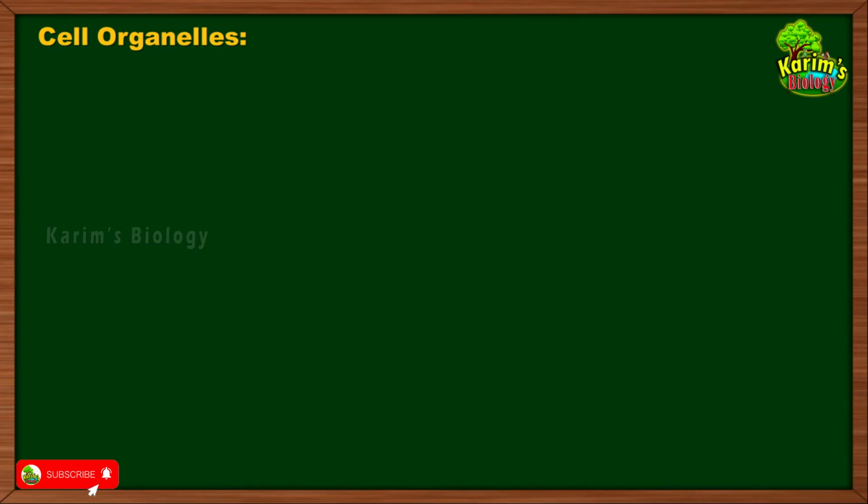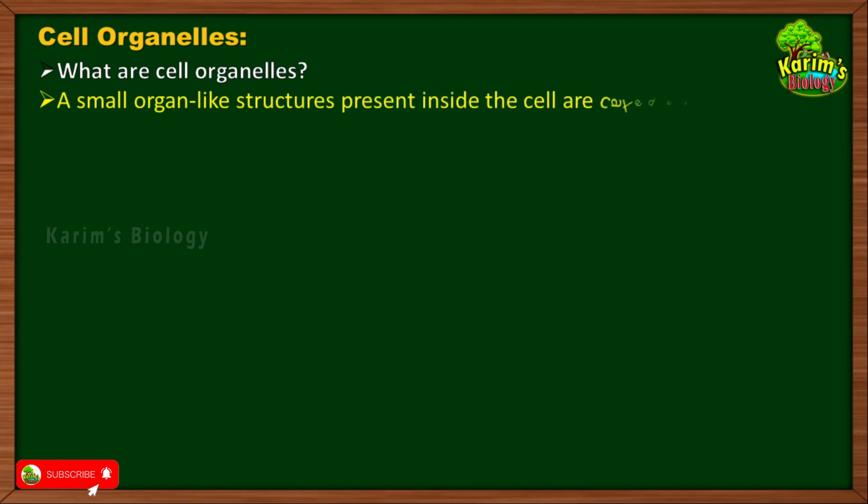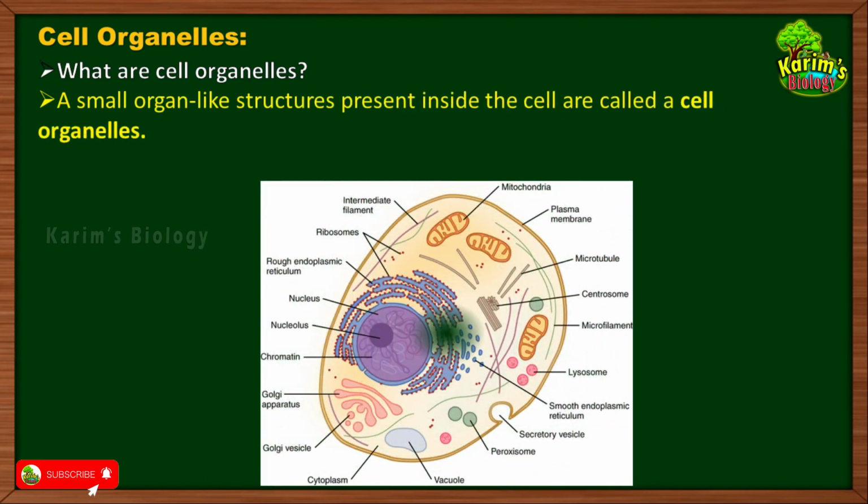Now let us try to understand what these cell organelles are. Cell organelles are small organ-like structures present inside the cell. Children, do you know that we have organs in our body? We have organ systems in our body. We have eyes, ears, nose, liver, heart, stomach, intestine. Like that we have different parts in our body, and all these parts perform different functions which are collectively responsible for our survival. In the same way, within the cell, there are so many small organ-like structures floating in the cytoplasm, and they are called cell organelles.